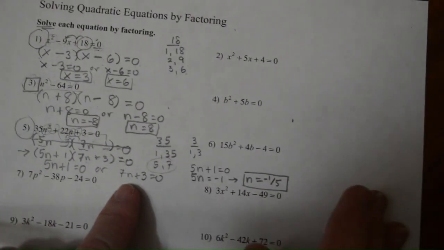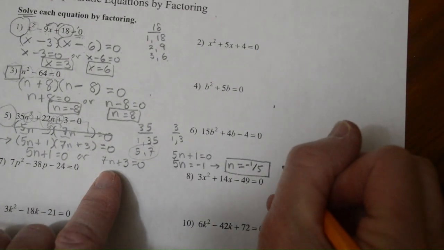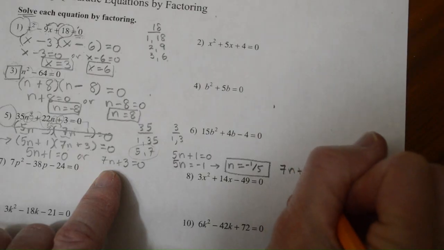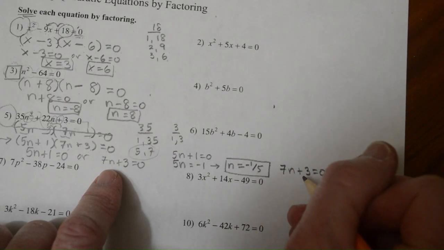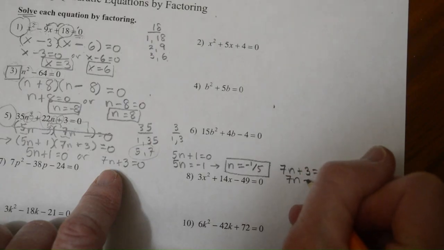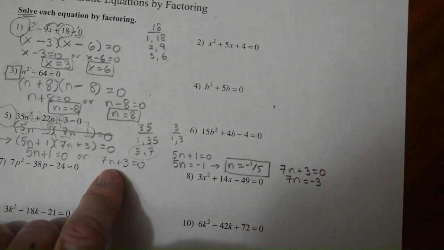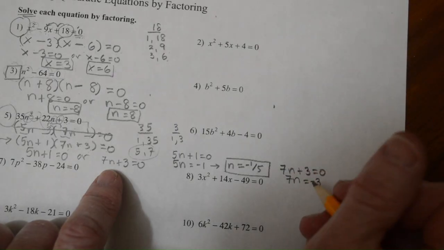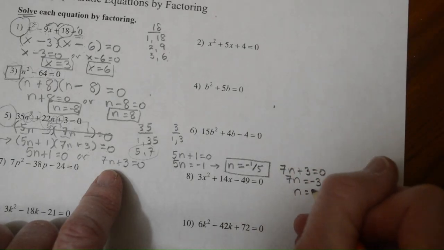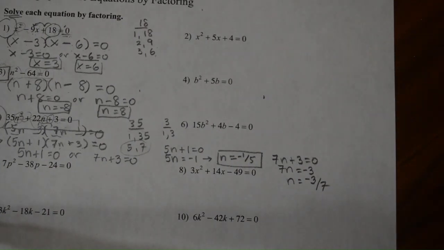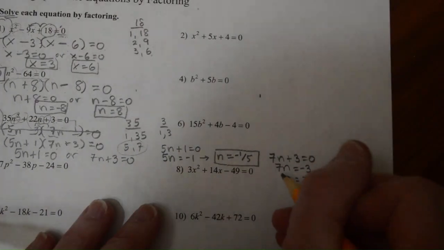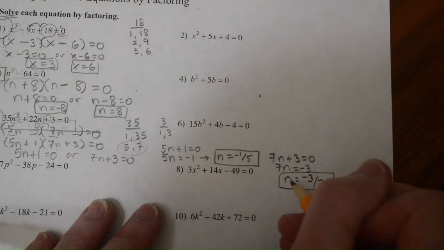All right, let's take a look at the next one. So here I have 7n plus 3 equals 0. I subtract 3 from both sides, and so I get 7n equals negative 3. Divide both sides by 7, and I get n equals negative 3/7. Okay, these are less fun to check.